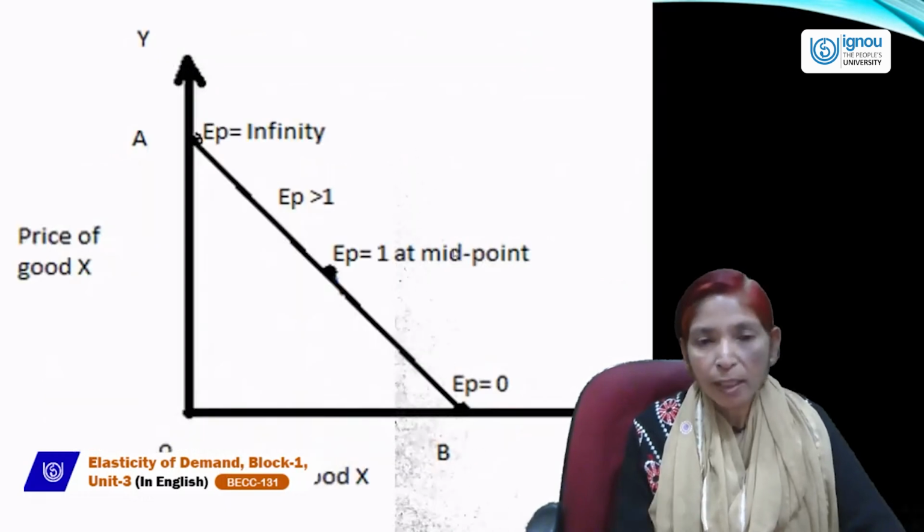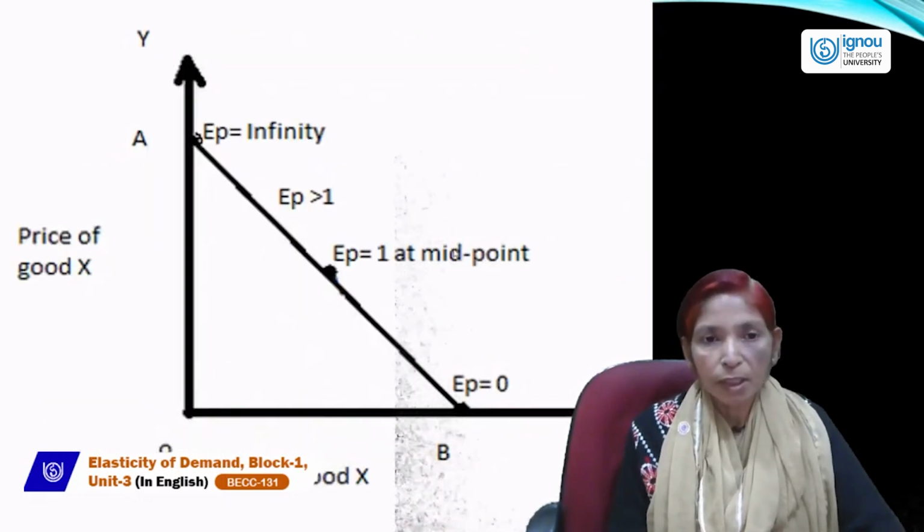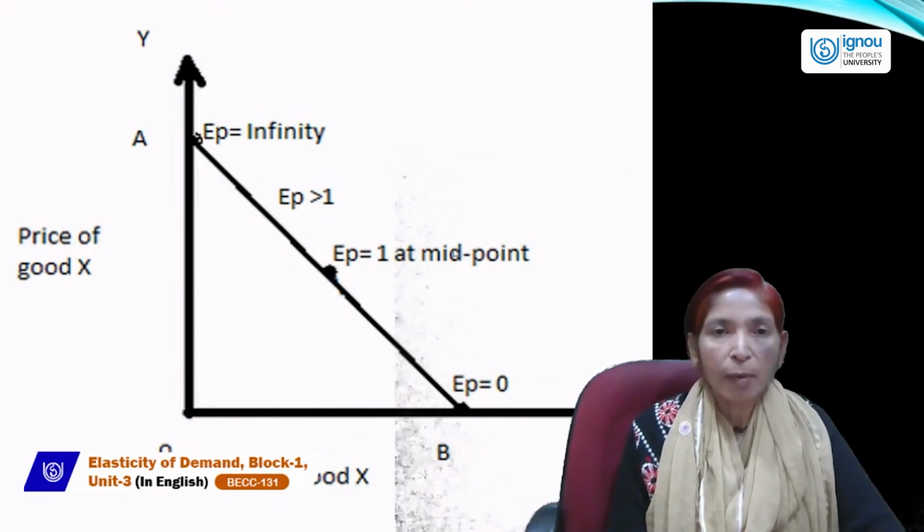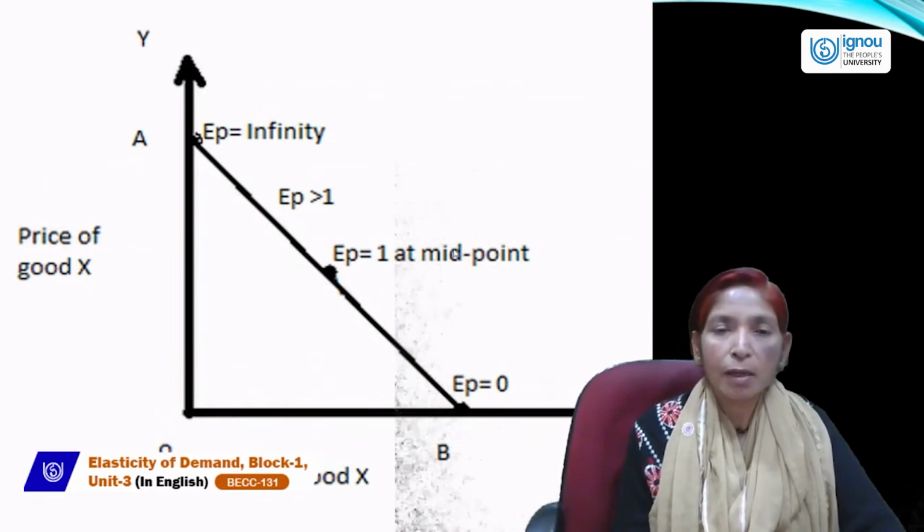If we take a straight line demand curve, in the middle of this straight line demand curve, elasticity of demand will be equal to 1, and above this point, ED will be greater than 1.